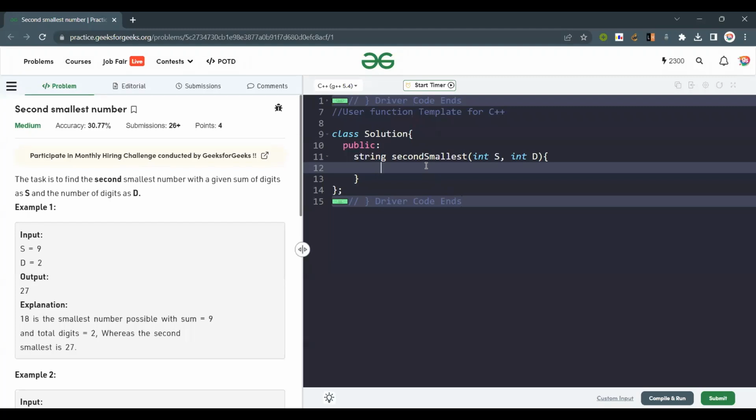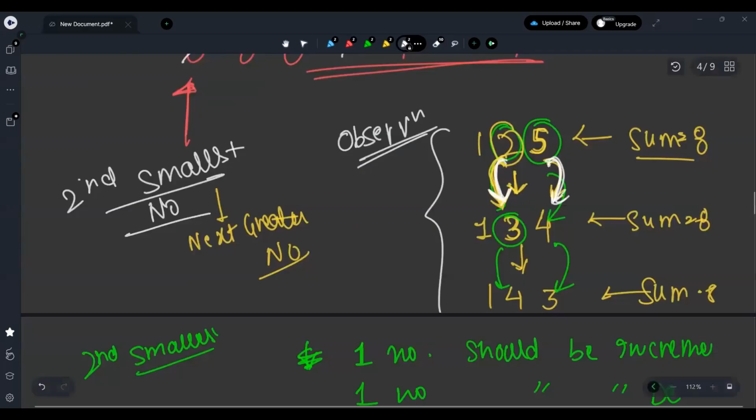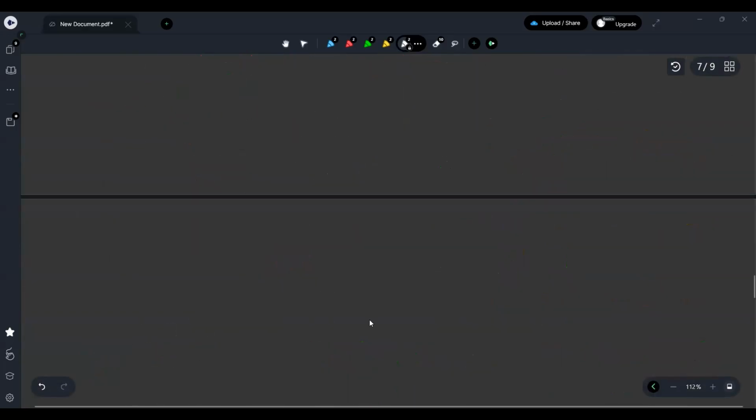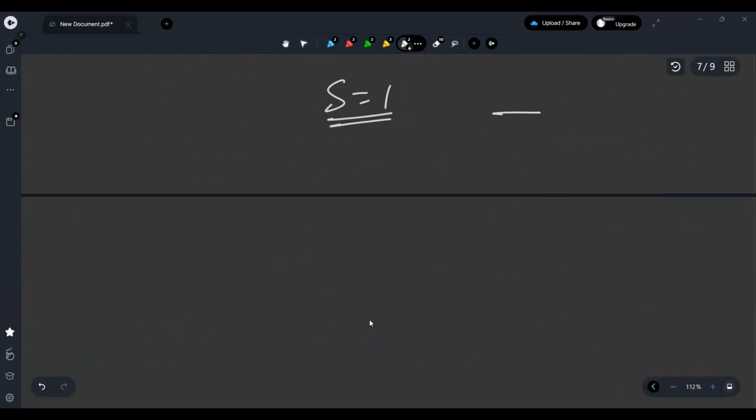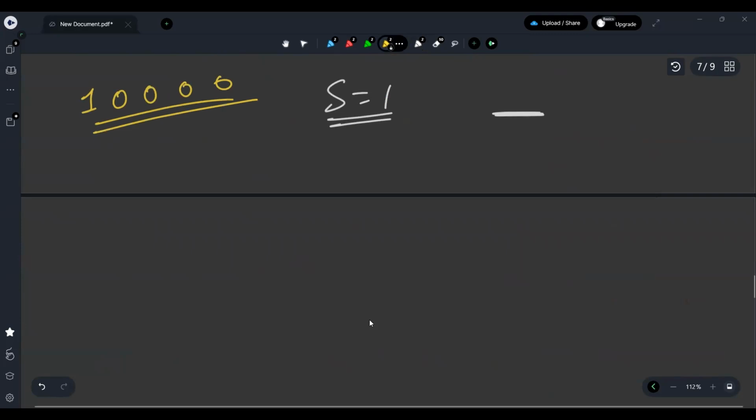How can we do that now? Let us say we have some exception cases. Say sum is equal to 1. That means a single number will be there. When sum is equal to 1, I can represent it in as many digits as I like, such as 1, 0, 0, 0, or in one digit, two digits, three digits.